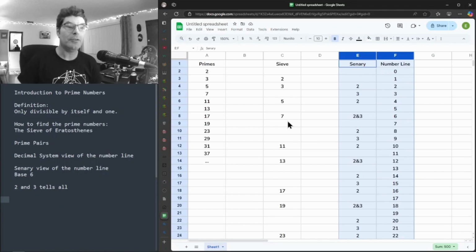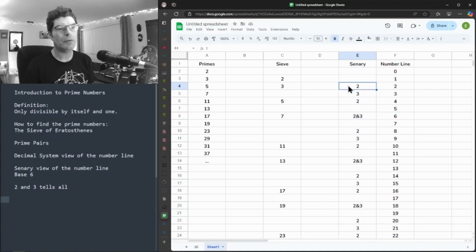Without switching number systems just yet, I've kept this decimal here on the right. I've labeled the multiples of 2 and 3. So everywhere 2 is a factor is every other one, every even number, right? And here's multiples of 3. So every third one, 3 is a factor.